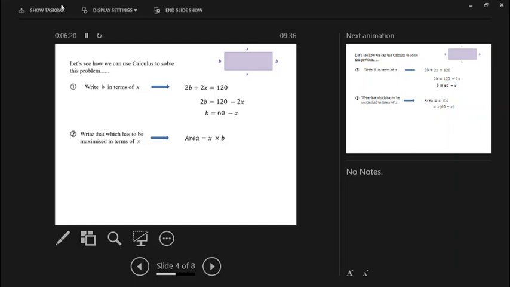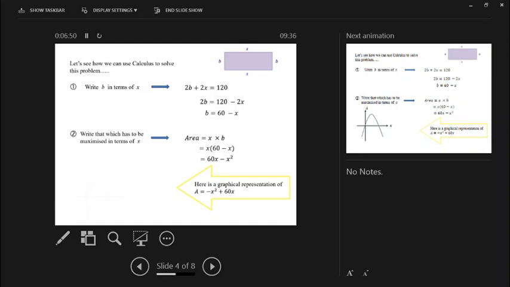So at the moment, I have area is equal to x times b. That's too many variables. Ek wil net een veranderlik hê. So nou kan ek gaan en sê dit. So I'm using this top equation to get area in terms of just one variable. Because if I have it in terms of just one variable, I can easily get the derivative.